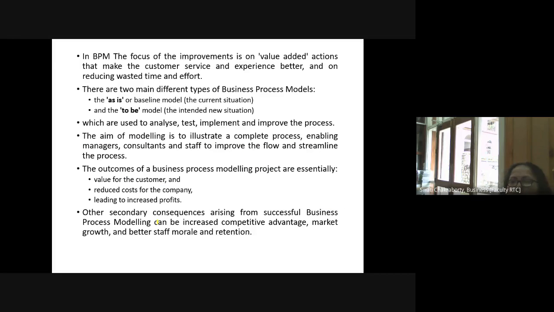In this process, the focus of the improvements is on value added actions that make the customer service and experience better, and on reducing wasted time and effort. There are two main types of business process models. One, the as-is or baseline model, that is the current, present situation, and the to-be model, that is the new situation. These two models are used to analyze, test, implement and improve the process. Look into the present situation and then see how to achieve the new situation.